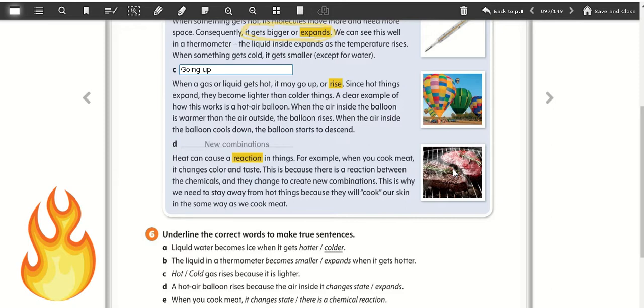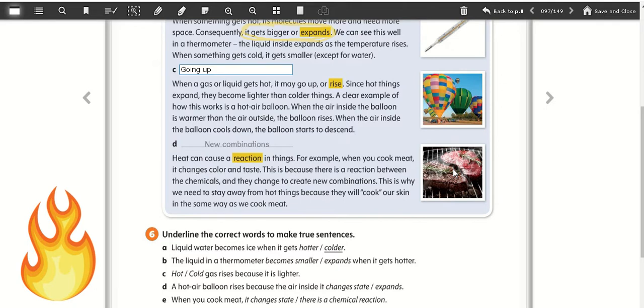This is why we need to stay away from hot things, because they will cook our skin in the same way as we cook meat. That's something that, I mean, it's true. If you don't take care of your skin with the heat, then we can have a chemical reaction. And that chemical reaction is not something that you want to experience, okay? Because you're going to have a lot of pain and you're going to have an injury in your skin.